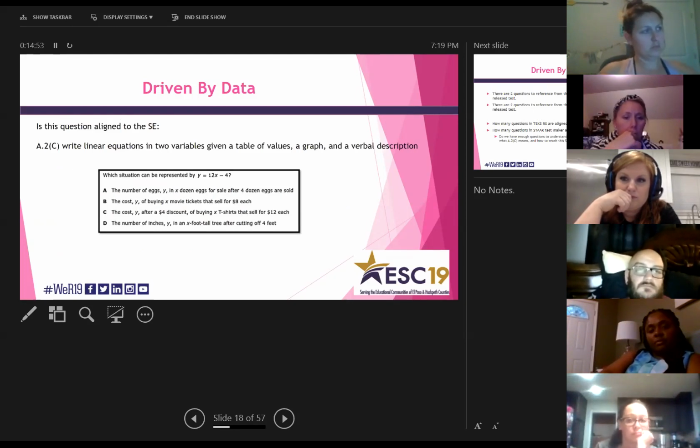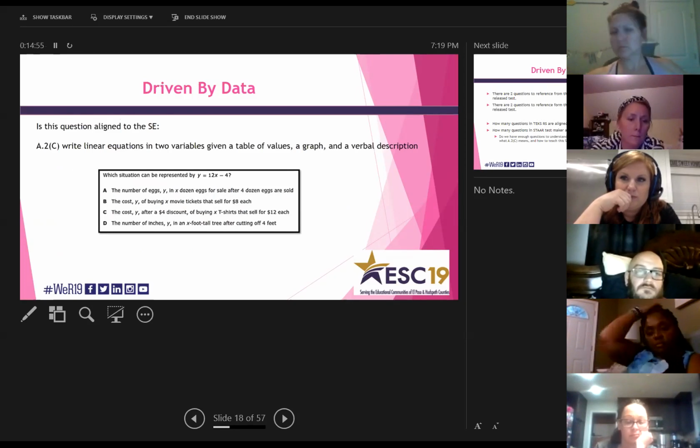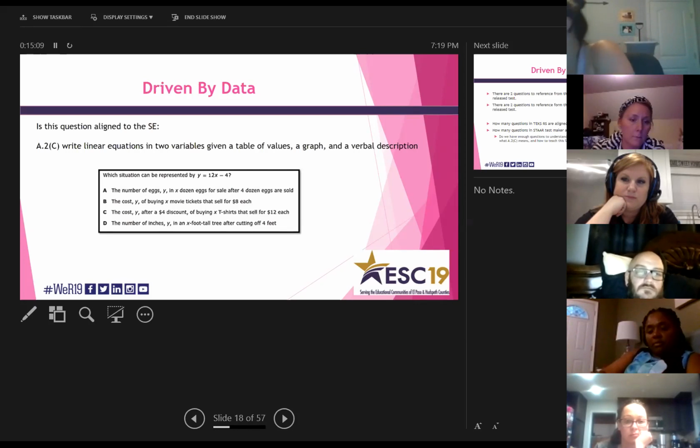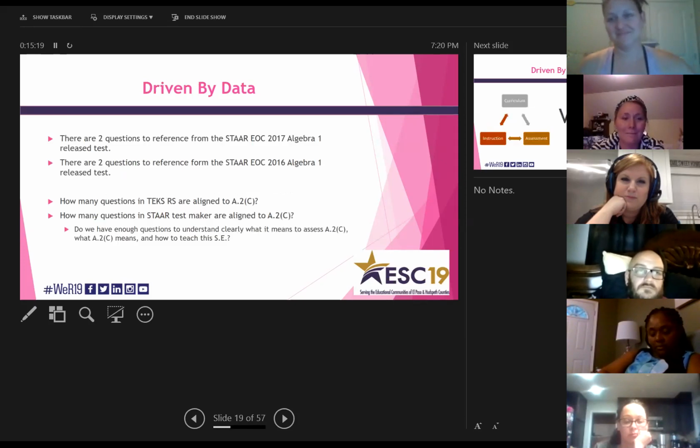So, which situation can be represented by y equals 12x minus 4? So the students don't have to solve the problem. That's not what we're asking them to do. Instead, they've got to take that formula and see which one of these 4 answer choices would I actually use, that this equation goes with, okay? So I'm not going to ask y'all to solve that, but just so you see.